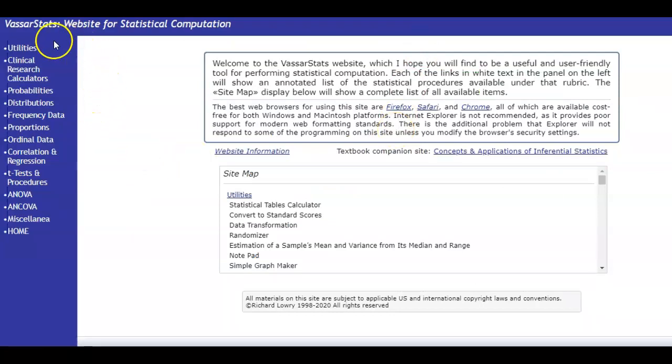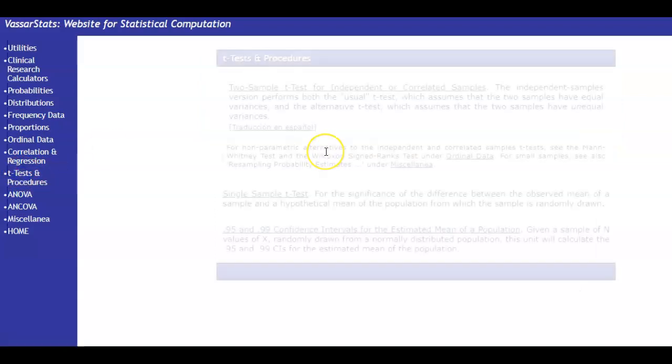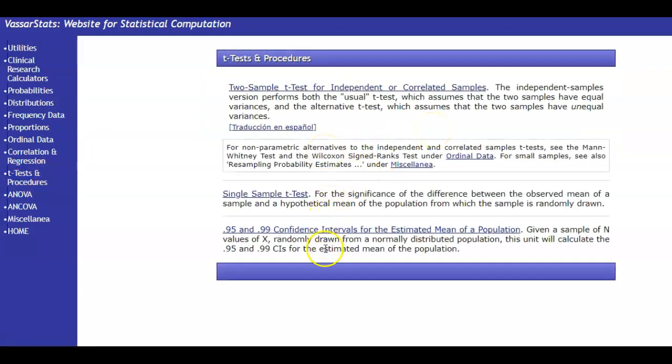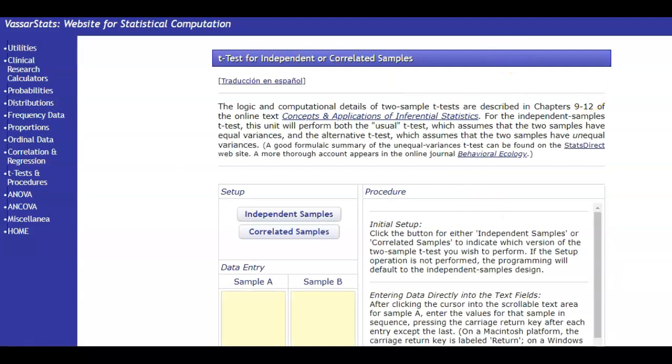Now, what do I do? This is so confusing. Look at all these choices. Well, we are doing a t-test. So I would click on that, t-test. Then, what kind of t-test? We're not doing confidence intervals or single sample, and we're not going to do it in Spanish for this class or anything else, or ordinal data. This one: 2-sample t-test for independent or correlated. I don't like that word correlated because it makes it sound like it's a correlation, and it's not. That means dependent t-test. So it's only one link, isn't it? You click on it and it will look like this.